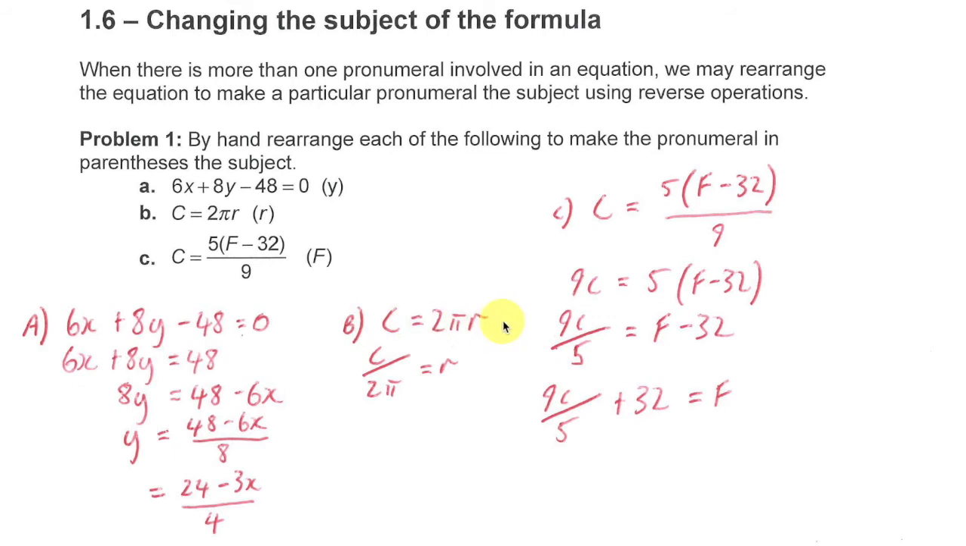B, we've got a very obvious formula here. The circumference is equal to 2 pi r. So I want to get the radius. So I just divide both sides by 2 pi. And you can see it becomes quite easy. So if you want to calculate the radius, get the circumference and divide it by 2 pi.